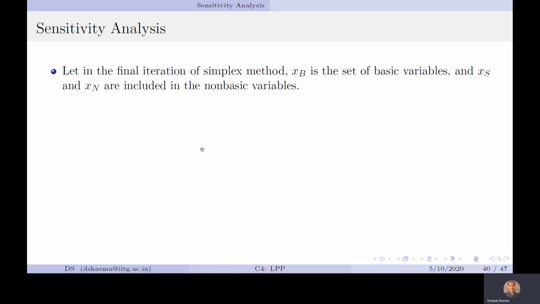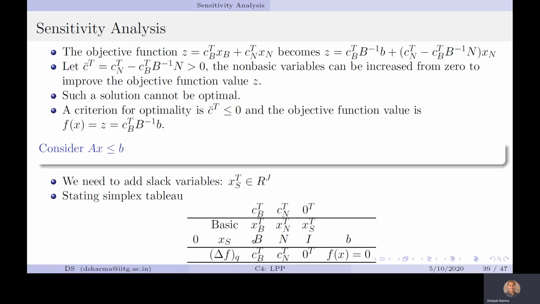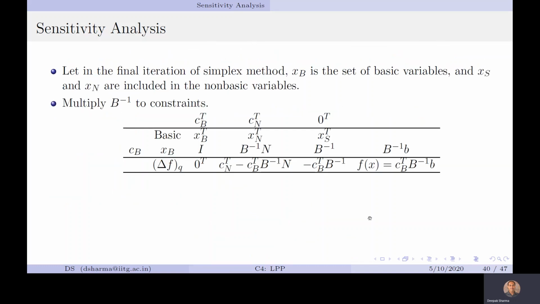So I'm going back again. If I multiply, we get B inverse B for XB, B inverse N for XN, B inverse for XS, and for the right hand side it is B inverse b. So exactly the same thing I have written. Under the XB column, the identity matrix, B inverse N, B inverse, and B inverse b. Now, since we have done it, you can see the cost coefficient of XB, CB, is written in the first column. Now let us again find the delta FQ value.